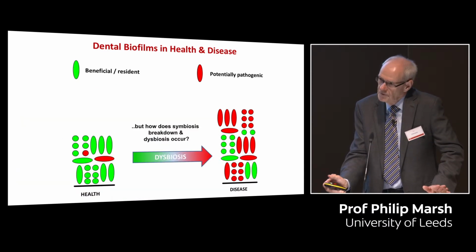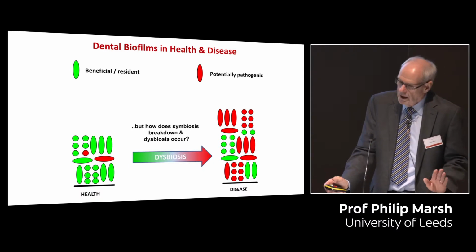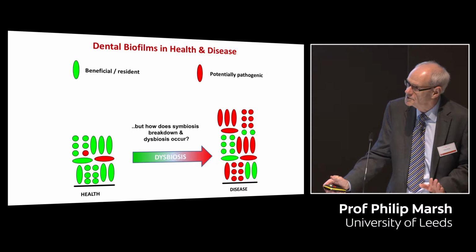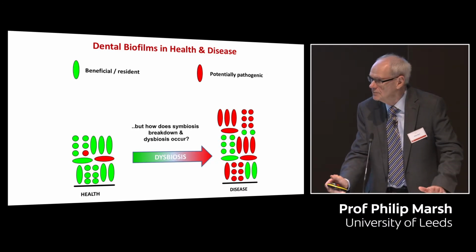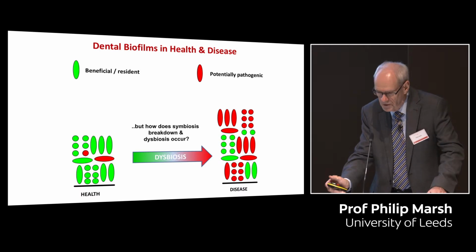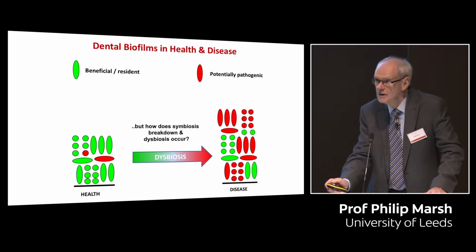So we still have to answer the question, how does symbiosis break down and dysbiosis occur? So these organisms are suddenly able to escape from the homeostatic or allostatic factors that control them normally in health to suddenly be predominant in disease.